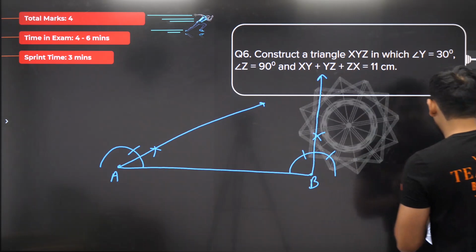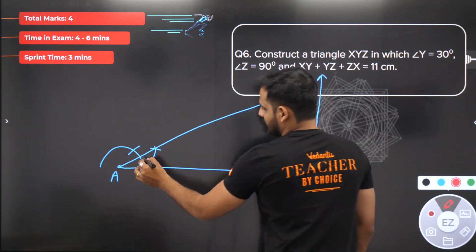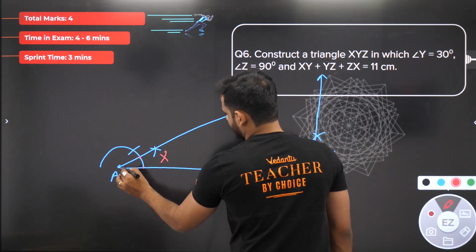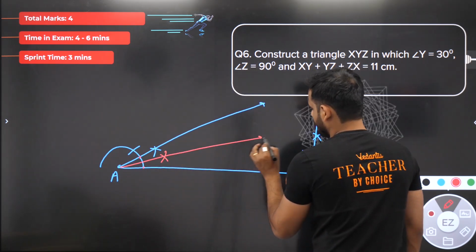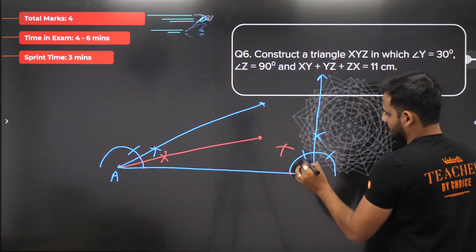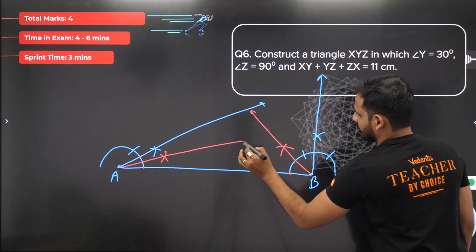Correct. Then the next part is to draw the angle bisector of both. Keep one point here, draw one here, and join it further. And here, draw the angle bisector as well. One point here, join it here. Okay, so I need to extend this line also.